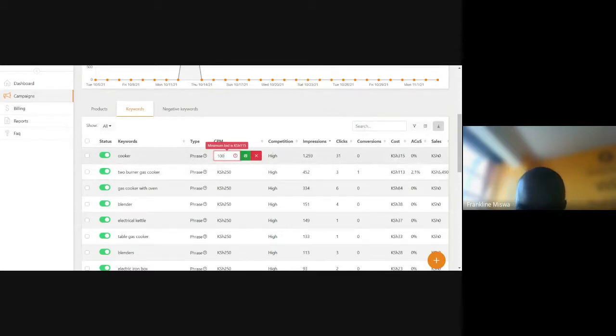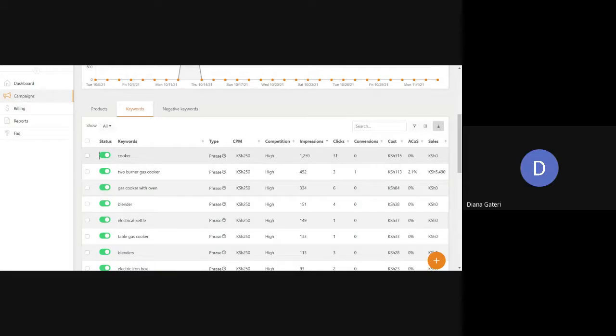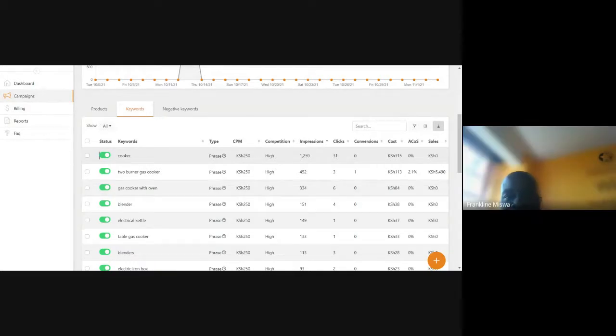You can reduce your bid, or you can switch off the keyword, or you can check your content on that particular product, or you can check your price. There are a number of things that you can do, but those are some of them. Does that make sense? It doesn't limit you because it's a manual bid as opposed to an automatic bid.